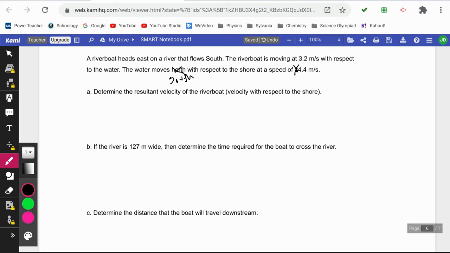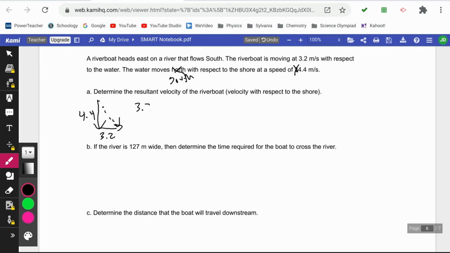So again, somebody watching on the side of the shore. So we have the river flowing south, and the river boat is moving east. So somebody on the side of the shore would see the boat move in that direction. The river boat is moving at 3.2 meters per second, and the river is moving at 4.4 meters per second. Okay, now with that being the case, again, you can see it makes our nice right triangle here. So nothing different from the last problem.